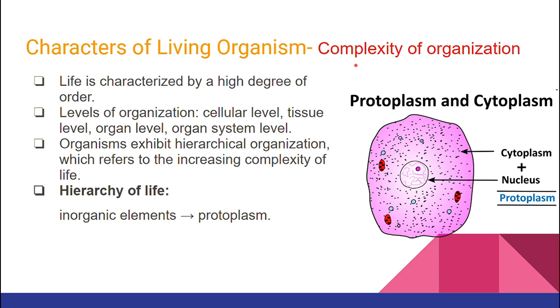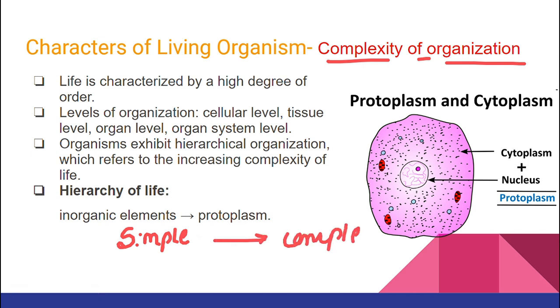Okay, let's come to the next one, that is complexity of organization. When I talk about complexity of organization, obviously complex means it has to go from simple to complex level. Life is characterized by a high degree of order. We start with the cellular level, then similar types of cells combine to form tissue, similar tissues combine to form organ level, organs combine to form organ system level. So we start with the simple and we end with the complex system, right?